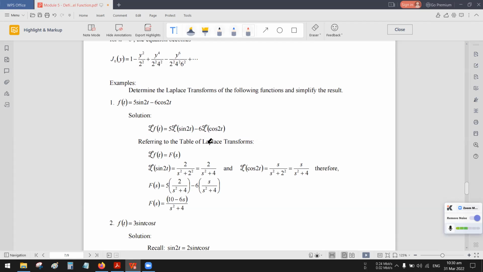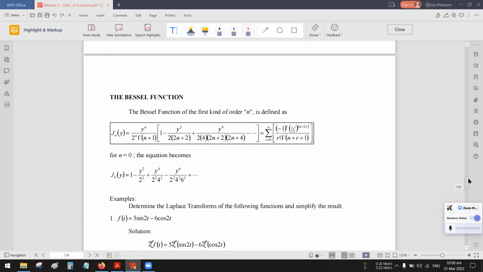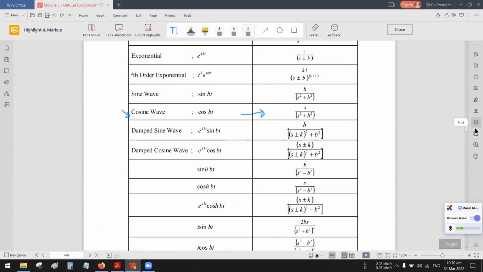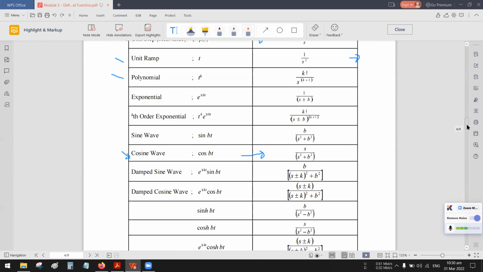Okay, so let's have an example before we end. 5 minutes. Ito. Titignan lang muna natin dito. So we have here a given function that is 5 sine 2t minus 6 cosine 2t. Okay, so using your Codigo, open notes naman yung exam. Using your Codigo, meron tayong Laplace transform table here. So kukunin na natin yung equivalent function, tsaka kung ano ba yung equivalent value niya.